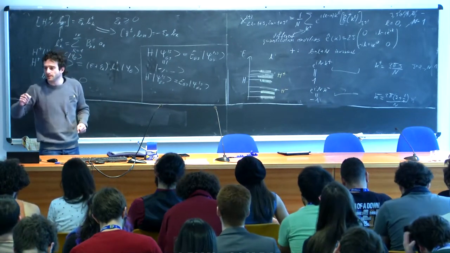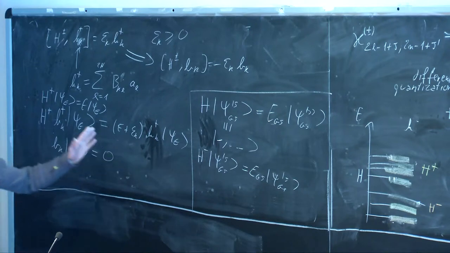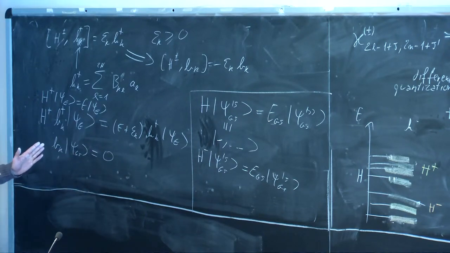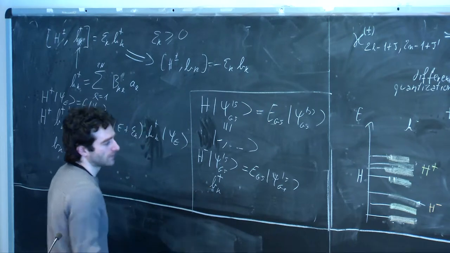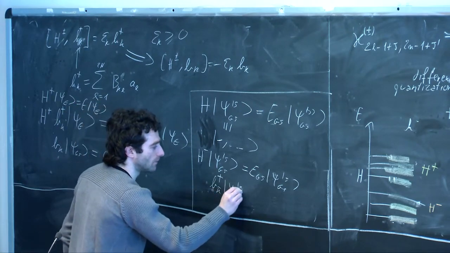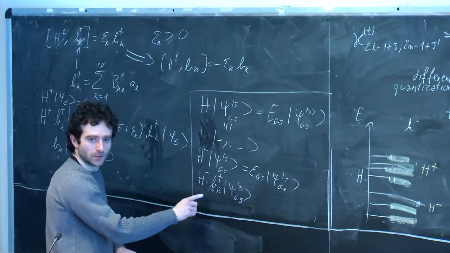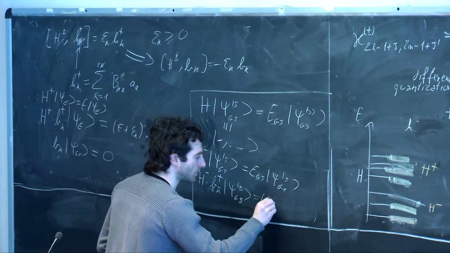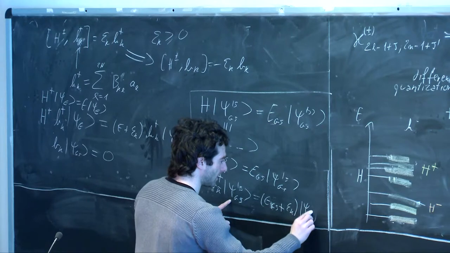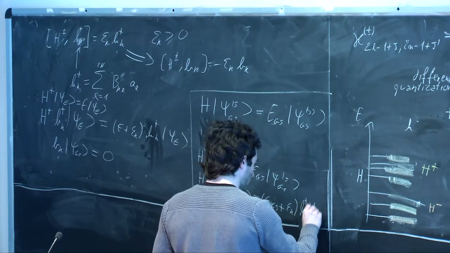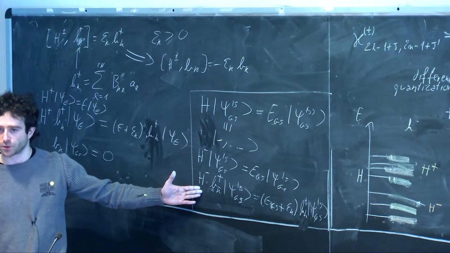Now let's consider the first excited state of this Hamiltonian. We know that the first excited state of H minus is obtained by applying B dagger to the state. So we could guess that the excited state would be B dagger K, with some particular K, applied to psi Ising ground state. This is an eigenstate of H minus. When we apply H minus to this, we find E ground state plus epsilon k times B dagger k psi ground state. This we know for sure.